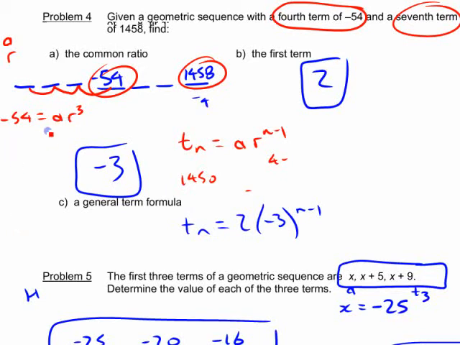You could also write one for the other one. You could say 1458 equals AR to the, what would that be? How many jumps do I need to get to that one from the beginning? You need 6, it's the 7th term. You need 6 jumps to get there. Two variables, but you have two equations.